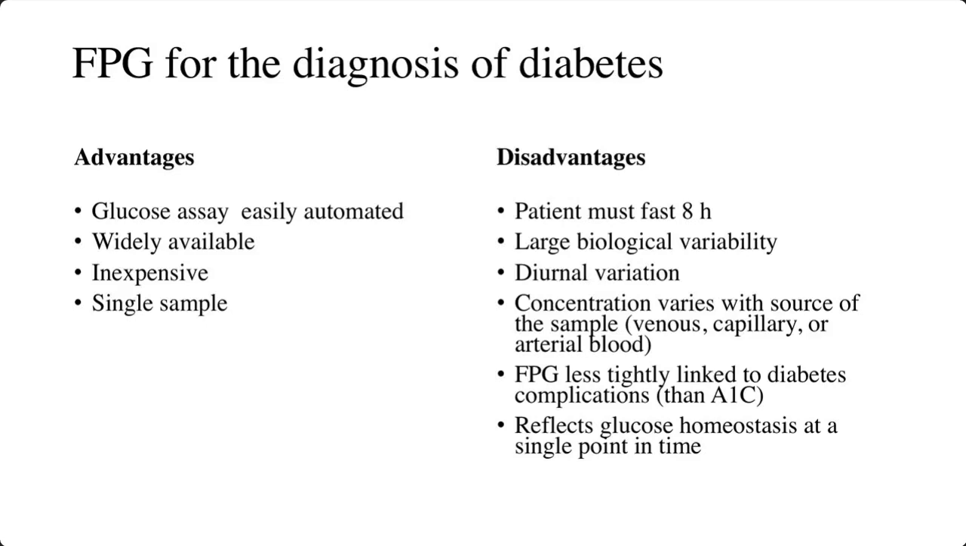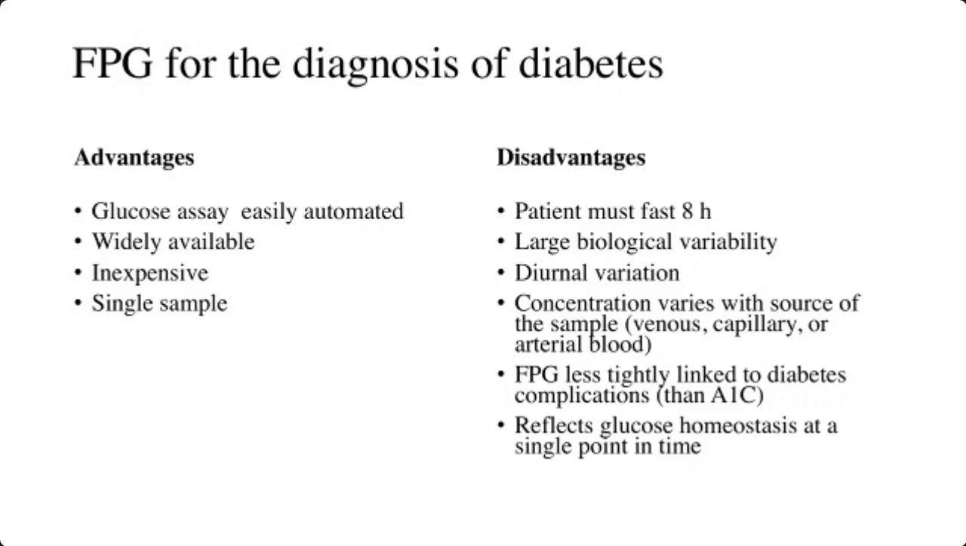test. So he said the advantage of the fasting plasma glucose is that the glucose assay is easily automated, widely available, inexpensive, and single sample. The problem with using the fasting plasma glucose as a diagnostic criterion for diabetes is that you should tell your patient to fast for 8 hours. It has large biological variability, so if you do it on 2 consecutive days for the same person, you might get different values. One is normal, the other one is abnormal.